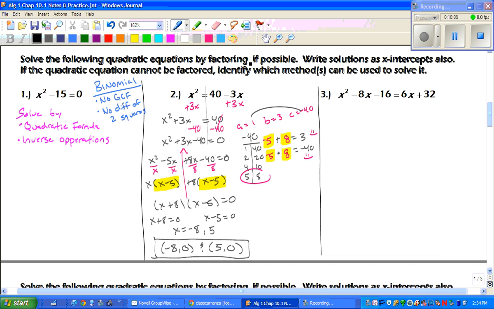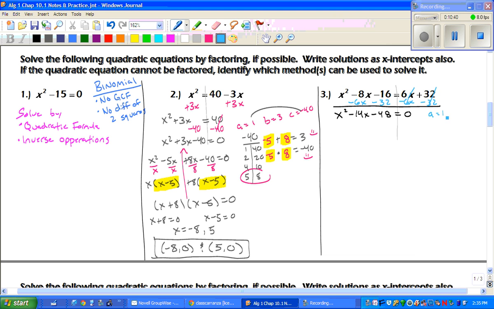Let's take a look at 3. Now, we need to get all of our information on one side. So minus 6x, minus 6x. I'm actually going to do these two at the same time. And you get x squared minus 14x minus 48 equals 0. Okay?